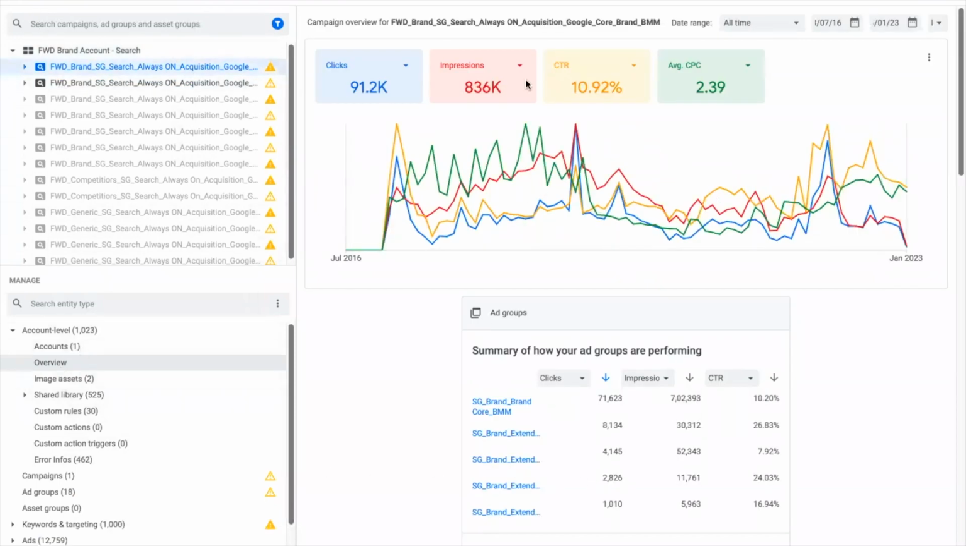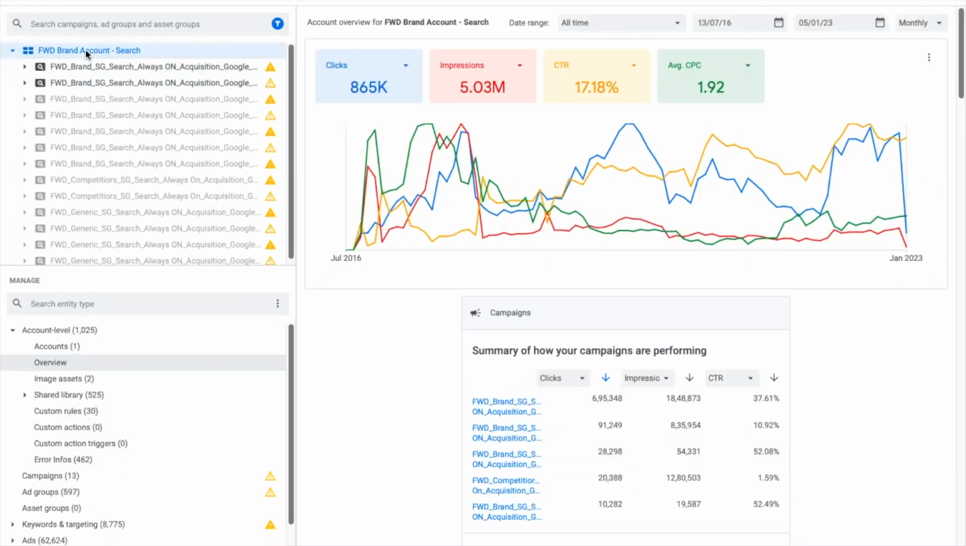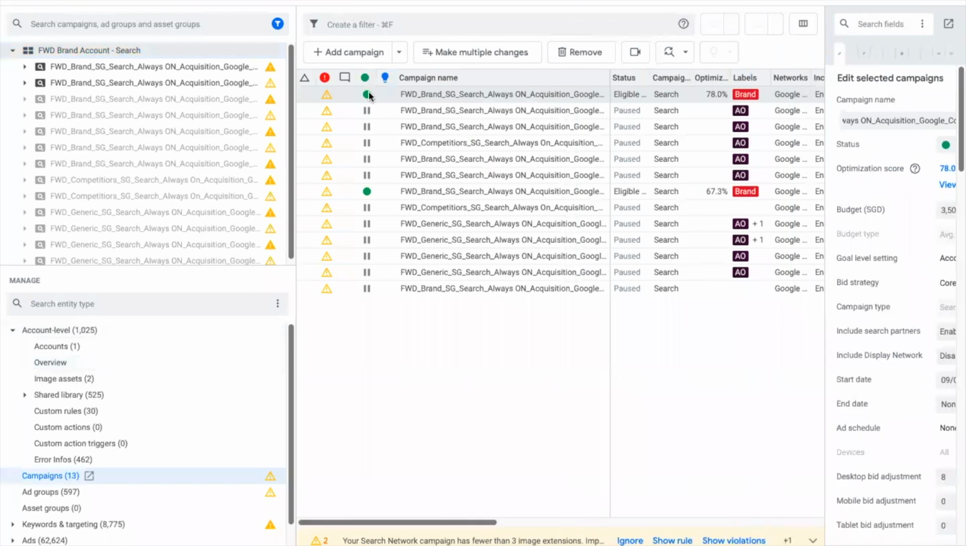Now, this is the overall generic performance. If I select this campaign, it will show for this campaign. If I select the whole account, it will show me the total performance of the whole account. Now I will go to campaigns. Here I can see where it is showing green, only those two campaigns are running.